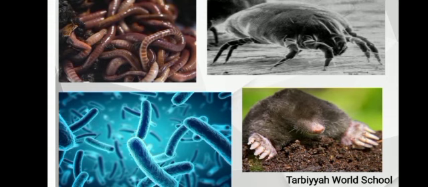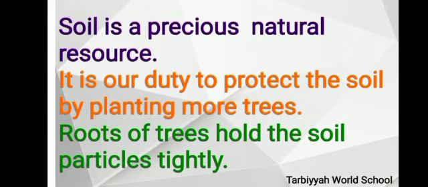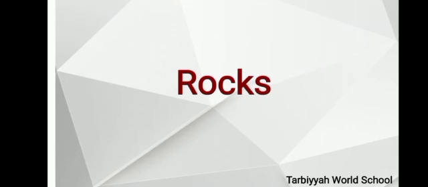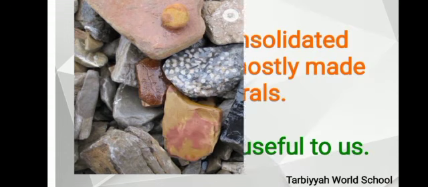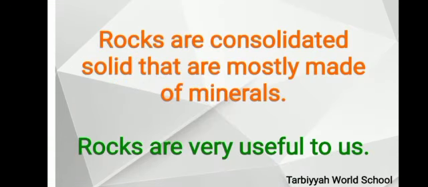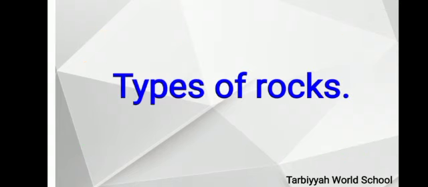You can see these pictures. Soil is a precious natural resource. It is our duty to protect the soil by planting more trees. The roots of trees hold the soil particles tightly. So this prevents the soil from being carried or washed away by wind or water. Now see rocks. This is how rocks look. Rocks are consolidated solids that are mostly made of minerals. Rocks are very useful to us. Let's learn the different types of rocks.